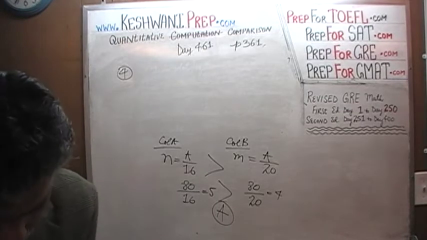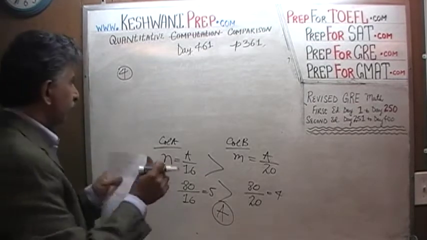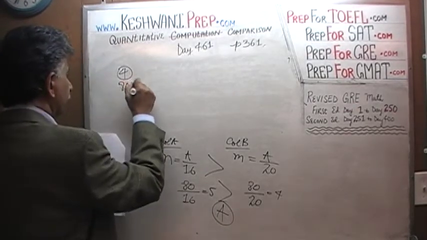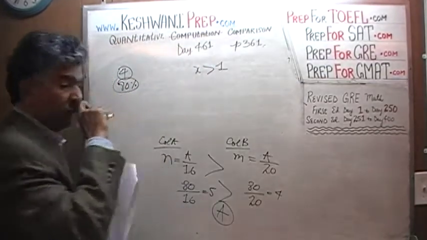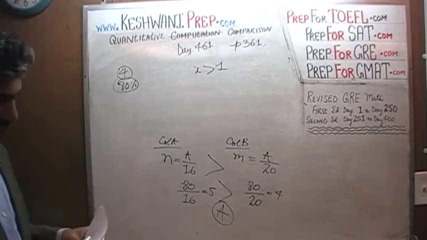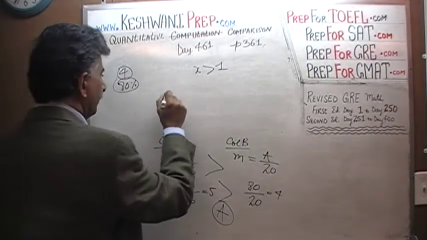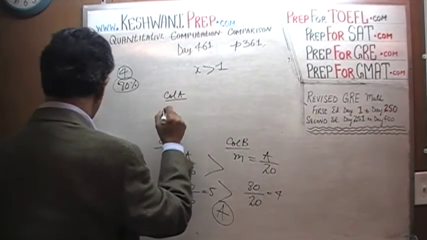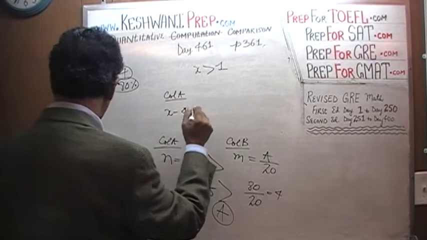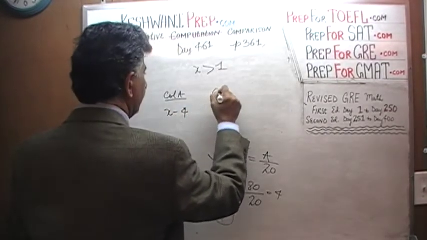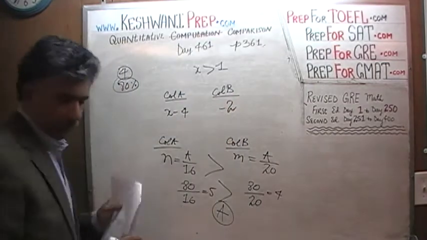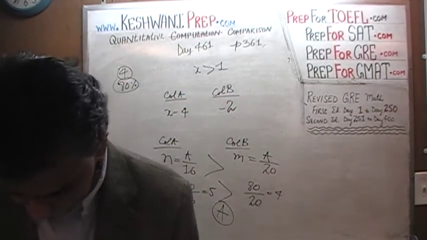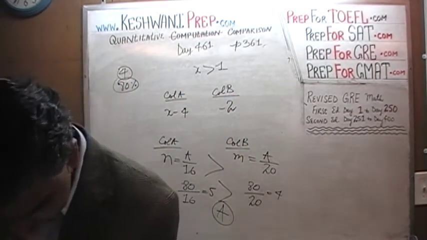In question number 4, we are told that we have variable x, which is more than 1. That's all we are told. We're being asked to compare, in column A, the quantity x minus 4, and in column B, the quantity negative 2. x minus 4 versus negative 2.